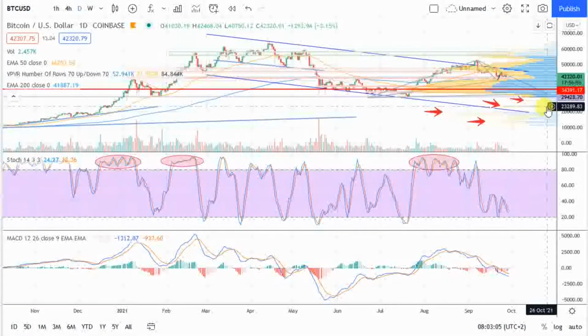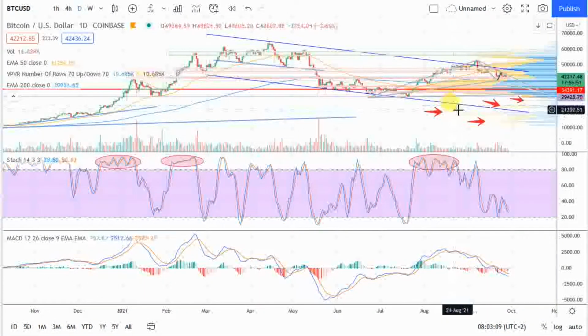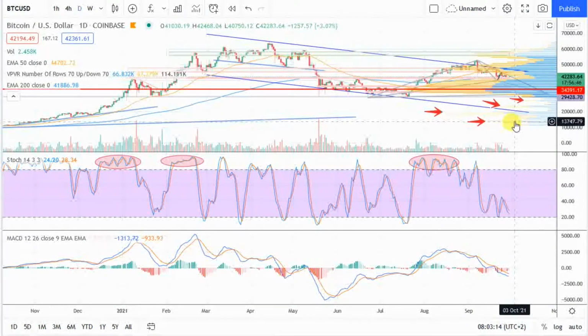All right. 23,000. I've heard a lot of talk about 23 and I've talked about 23. Then from there, there's your 19.7. And then below that, where's the peak? 14,000. All right, I stand corrected.